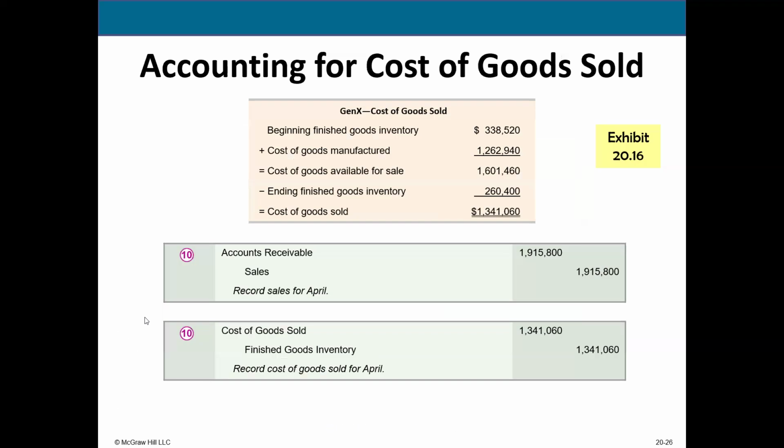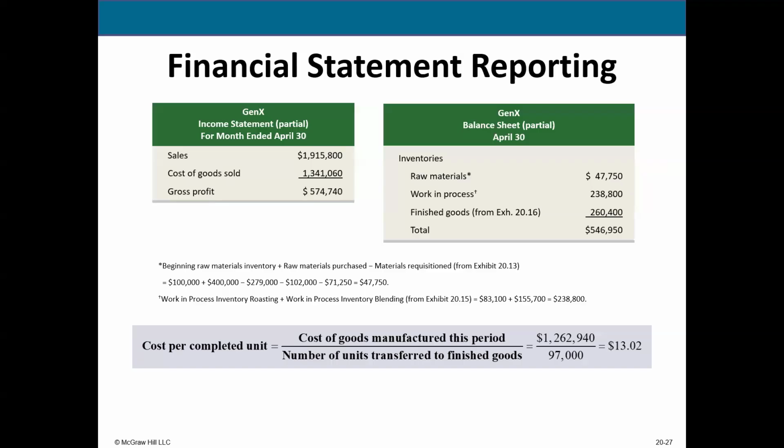So now that we know what the cost of goods sold are, we can finish our journal entries by recording sales and by recording cost of goods sold. To record sales, we debit accounts receivable or cash, depending on how the customers pay us, and we credit sales. Now, of course, the second part of that transaction is recognizing that we sold the inventory. So we debit cost of goods sold and credit finished goods inventory. Once I've made all of those transactions, I can then formalize my income statement and balance sheet.